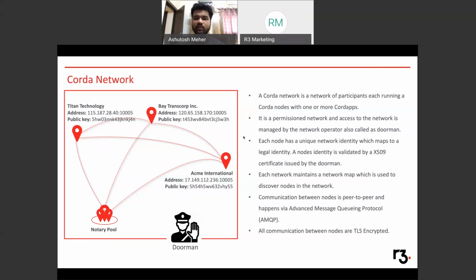This sharing of information happens by a protocol called AMQP, or Advanced Message Queuing Protocol. Again, a very well-known protocol, mostly used in enterprise messaging requirements where developers build message queues and such. And the messages are not just sent in plain text where everyone could read them. It's all encrypted using TLS 1.2.